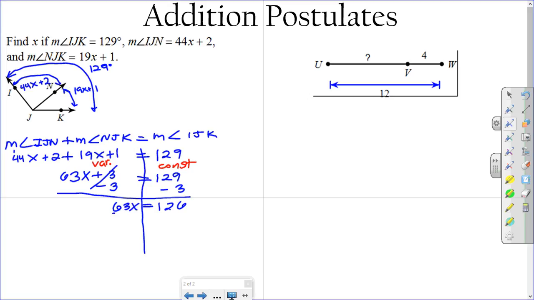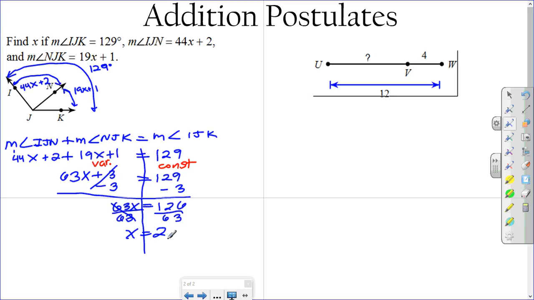If I want the x by itself, I need to divide by the 63 because I would like for the 63 to cancel. Now, what I did to one side, you must do to the other side. So I have x is equal to 126 divided by 63, which will give you 2. So the x value is 2.